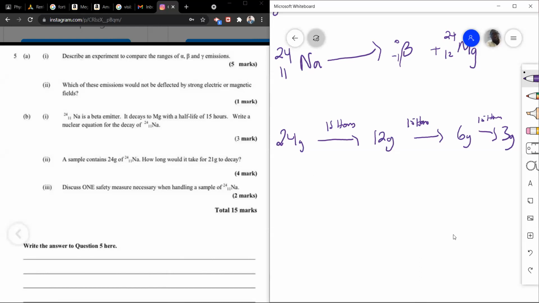Why is each of them 15? It would have been 45. No. Yeah, because the half-life, the time it took for it to move from 24 to 12, is 15 hours. From 12 to 6, 15 more. Right. So your answer is 45 hours.